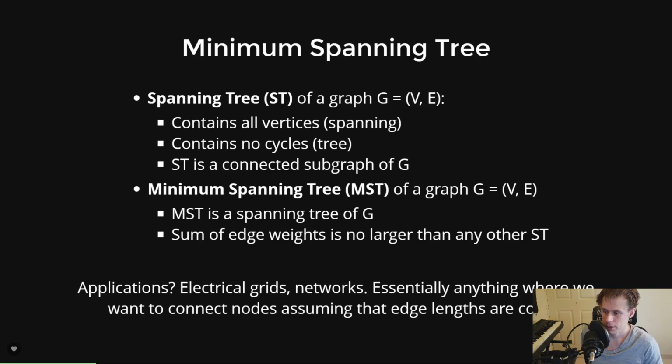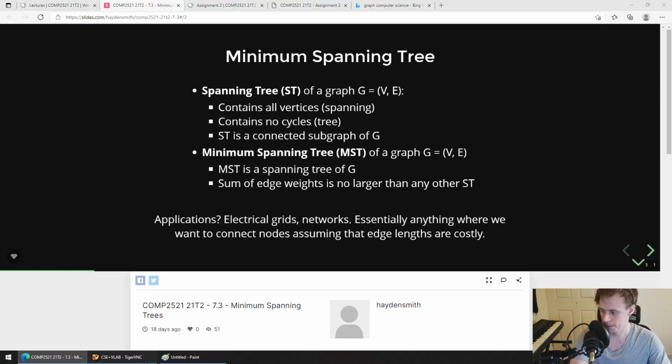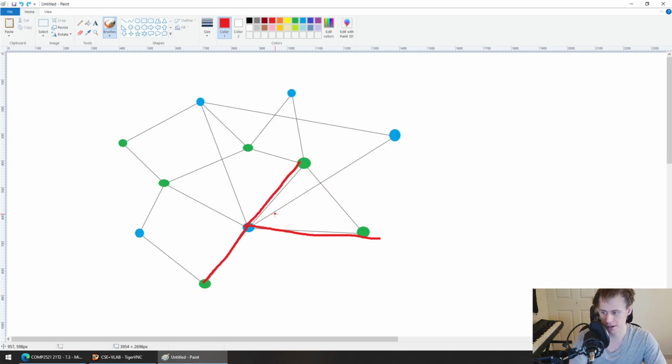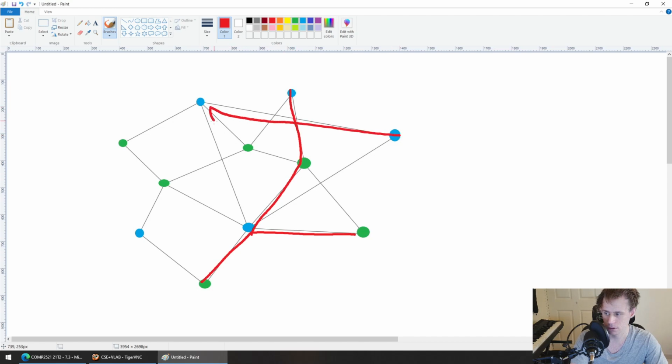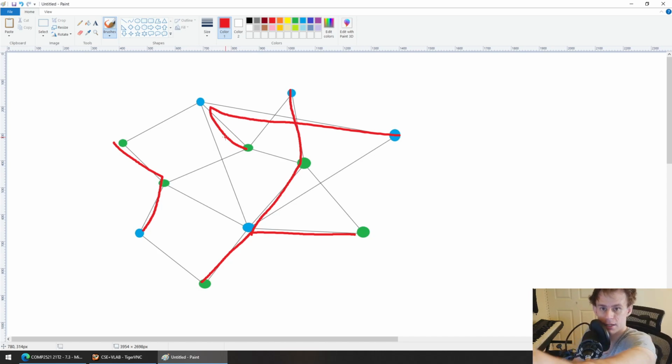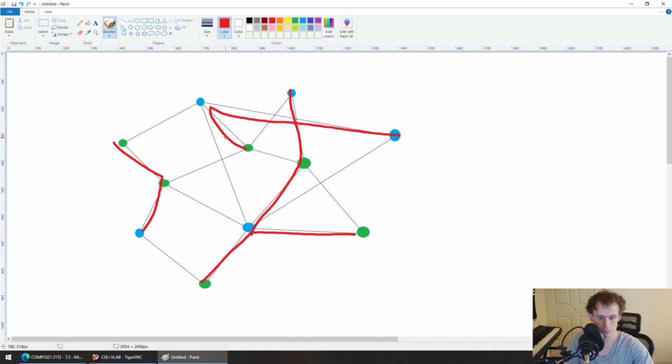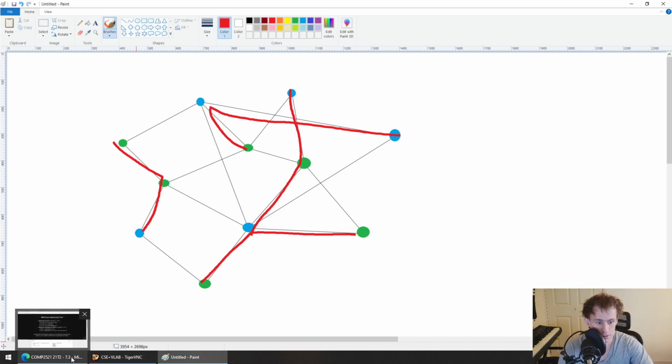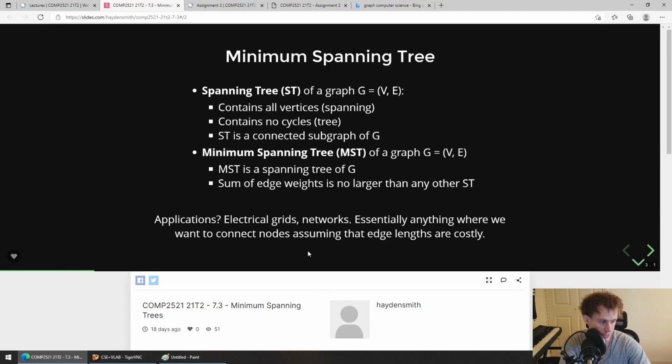And it also has to be a connected subgraph. I think that's an important point, because if you had, say, a graph like this one, someone might argue that this is a spanning tree here, because it is a disjoint graph with no cycles in it. This is not a spanning tree, because while it does touch all the vertices, and whilst it does also have no cycles in it, it isn't connected.